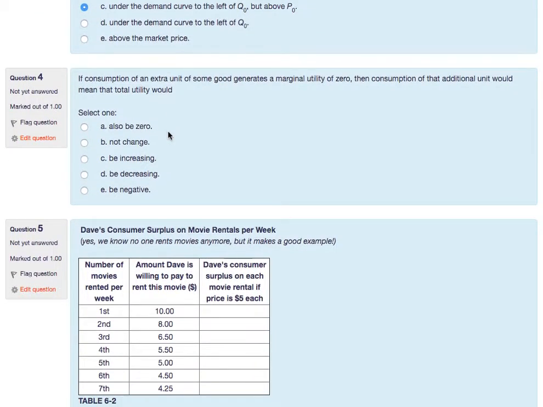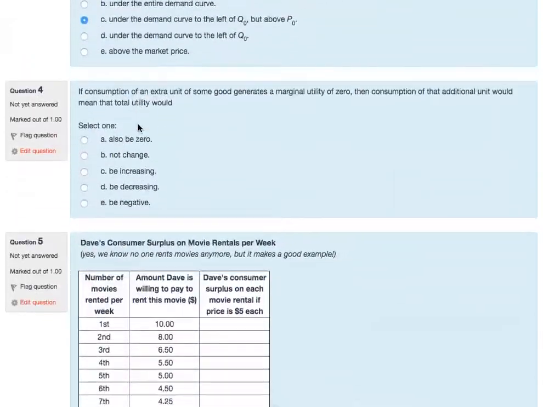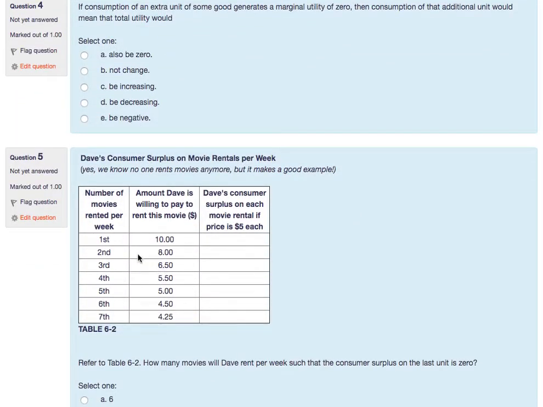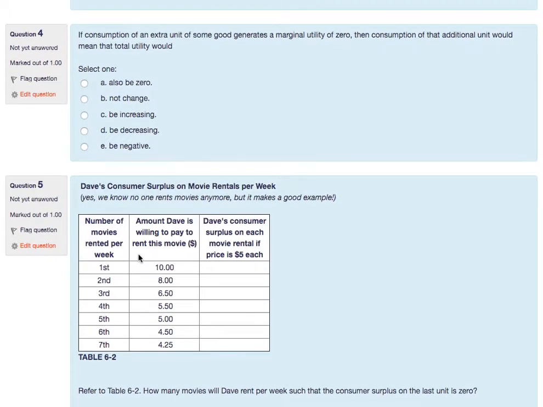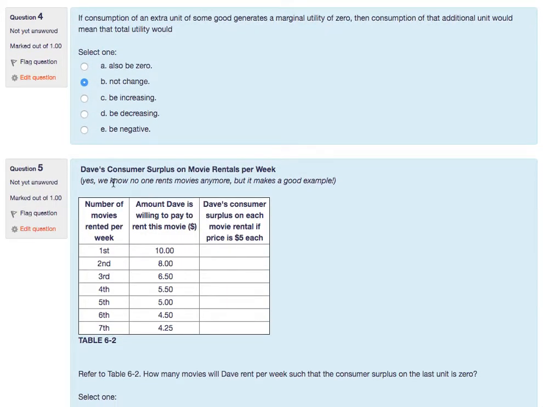If consumption of an extra unit of some good generates a marginal utility of 0, then consumption of that additional unit would mean that total utility would also be 0. That is not necessarily the case. If you think about this last unit, whoops, that's the next question actually. You'll see it better in this next question, how this would not be the case. Would not change is actually the right answer. Be increasing, be decreasing, be negative is not the right answer. If we look at this next question and we come back, you'll probably understand better.